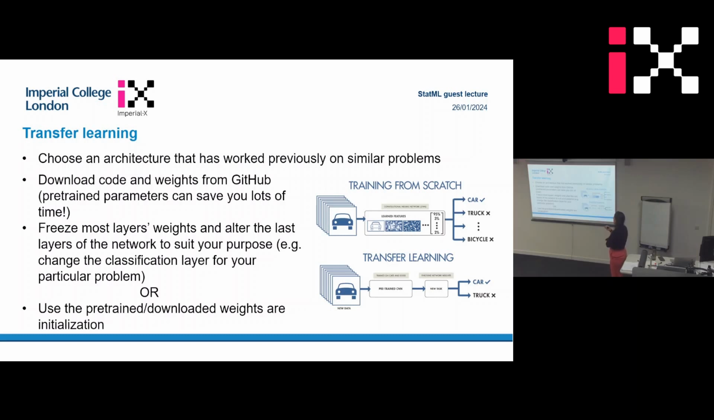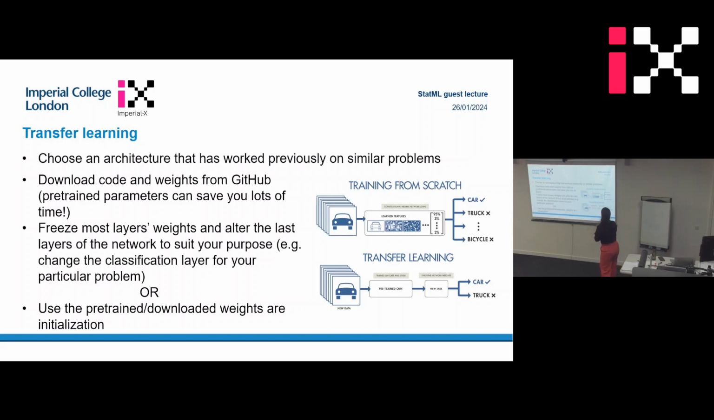And then there are several things that you could do. You could either freeze most of your layers and just train the last few layers to adapt to whatever classification problem you're trying to solve. Or you can download the pre-trained weights and use that as the initialization to train all over again.